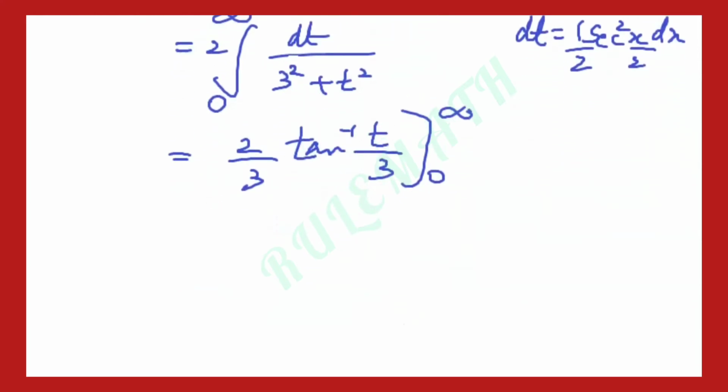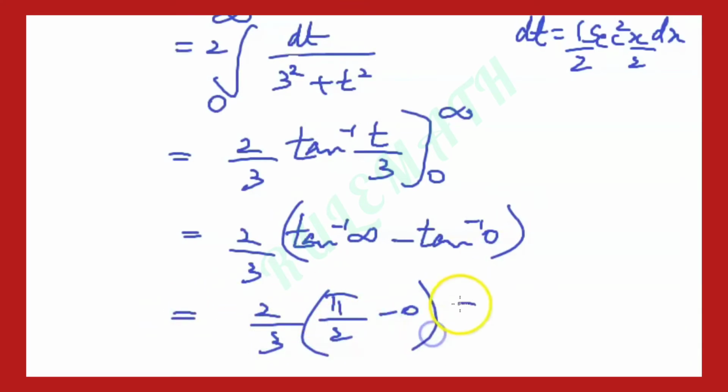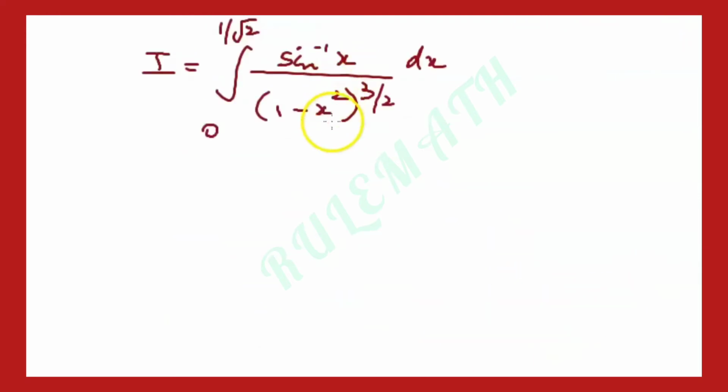So apply the limit now, it will be 2 by 3, upper limit minus lower limit. So it will be tan inverse infinity minus tan inverse 0, which is pi by 2 minus 0. On simplifying we get pi by 3. Okay. So let's do one more sum.